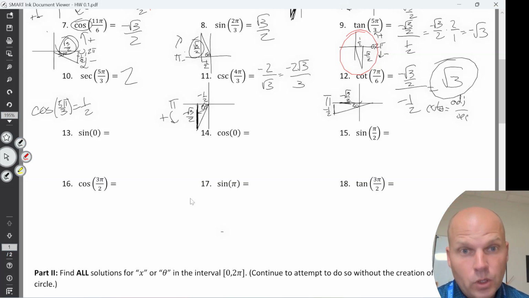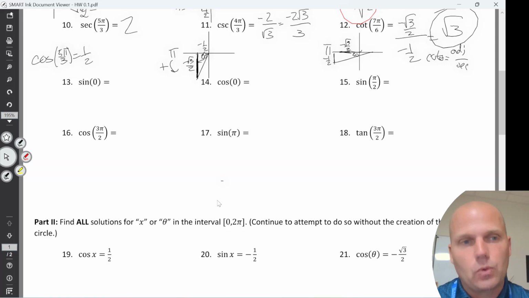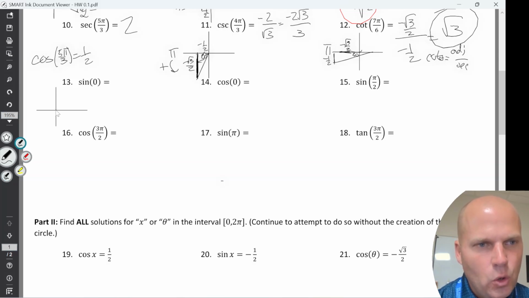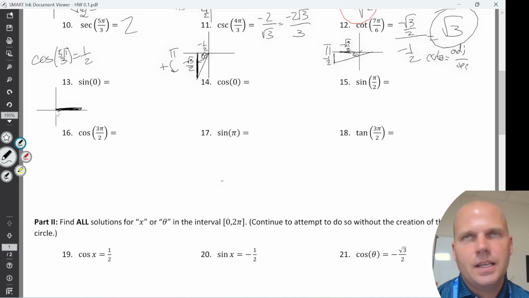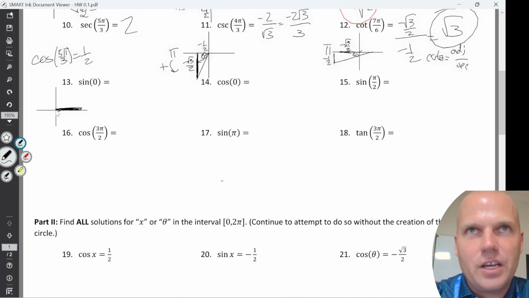Cool. Good start. What happens if we don't see a triangle? We talked about it in class. What about like at 0? I don't see a triangle, Mr. Mester. How can you do SOHCAHTOA if no triangle exists? Well, it does.